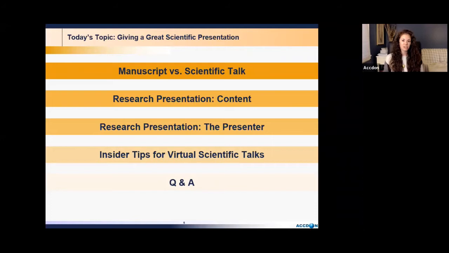The beginning of the presentation today is going to be discussing the main differences between a manuscript versus a scientific talk. This is a big part of how you frame your talk to make it more effective and engaging for your audience. The bulk of the presentation will be divided into two sections. One will be about the content of your scientific talk, how to make it effective for the viewers that you're presenting to, what to include on your slides, what to not include on your slides, basically the do's and don'ts of a presentation, and how to take that manuscript and find the most important parts that you want to highlight.